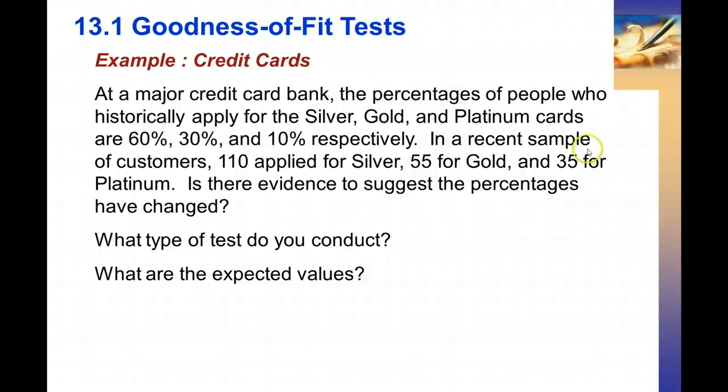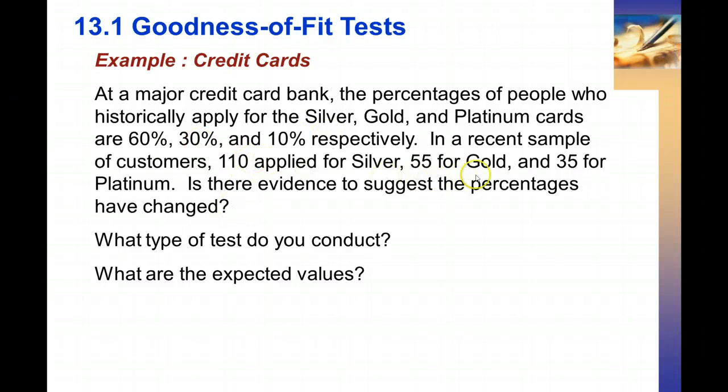Alright, so another example for goodness of fit is a credit card company has silver, gold, and platinum cards, and they expect the ratio to be 60, 30, and 10. Now, what type of test would you use for this? It would be a goodness of fit. What would be your expected value? It's going to be the ratio 60 to 30 to 10.